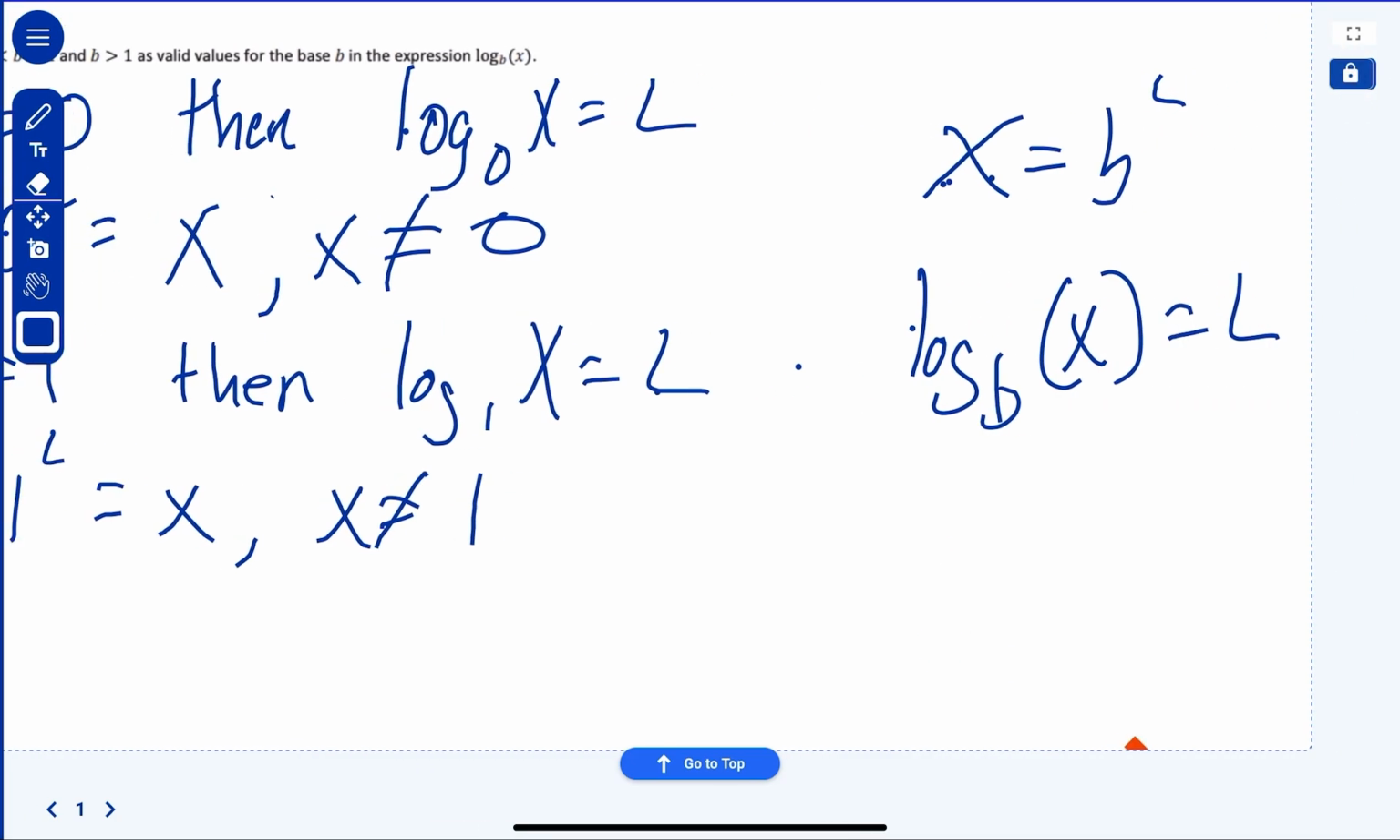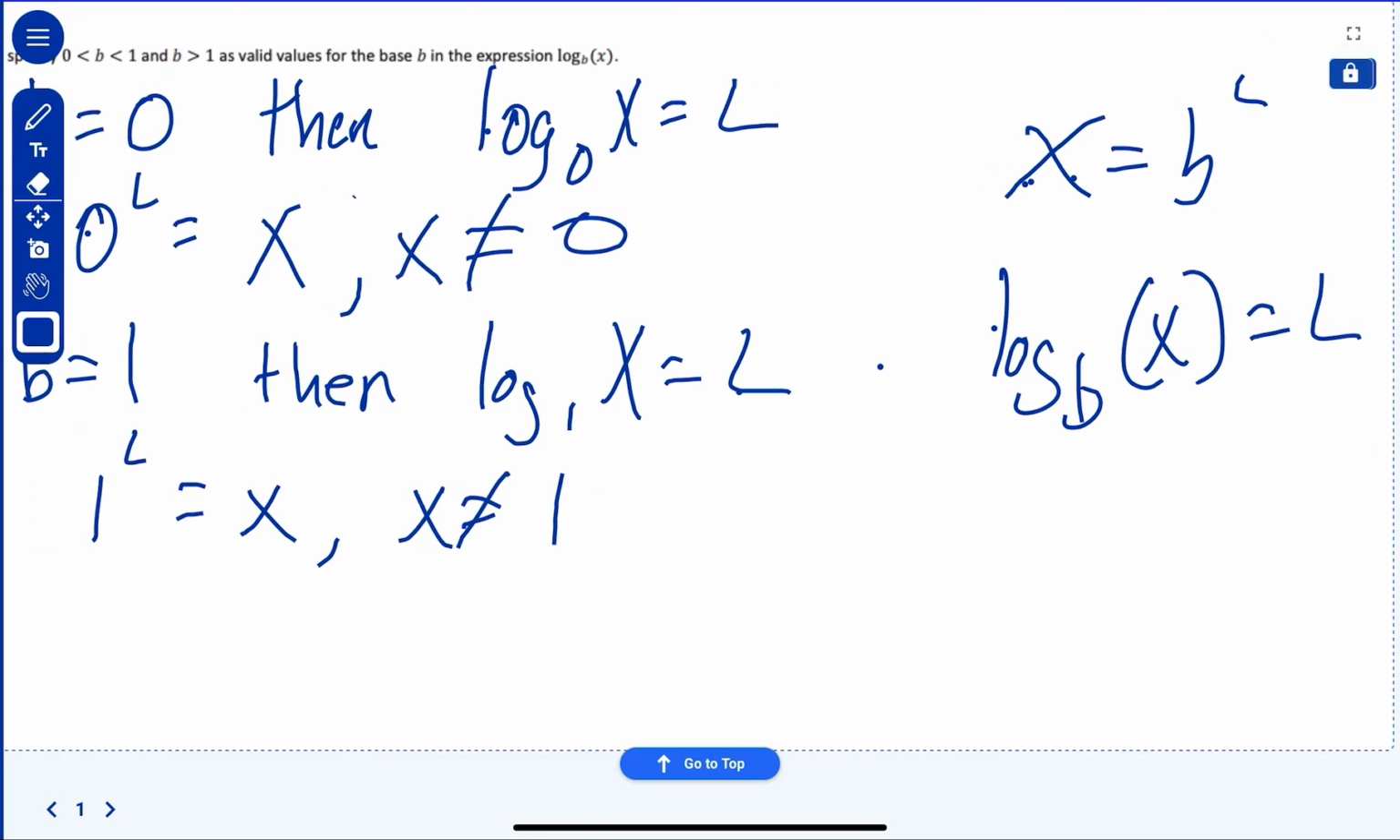Okay, scroll over to the right, and you will see where we have your two forms that you need to know. You need to be able to go back and forth between these two forms, where x is equal to the base to the L power, and that's the exact same thing as log base b of x is equal to L. You've got to know that.